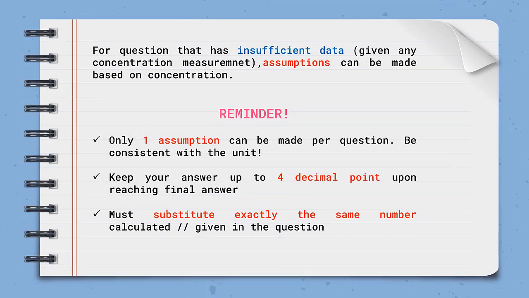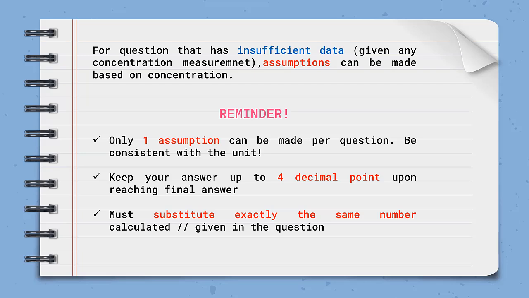So all the examples given in previous pages all belong to direct questions. For questions that have insufficient data, like they want to find molarity, but the information given has nothing to do with the molarity, you need extra information regarding this. So you need to make some assumptions based on the concentration. So focus on the concentration measurement if you want to do the assumptions.